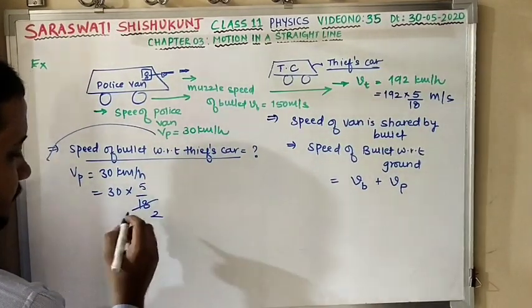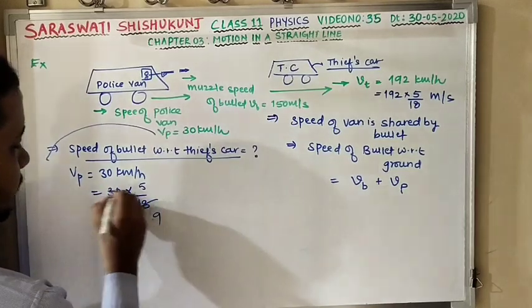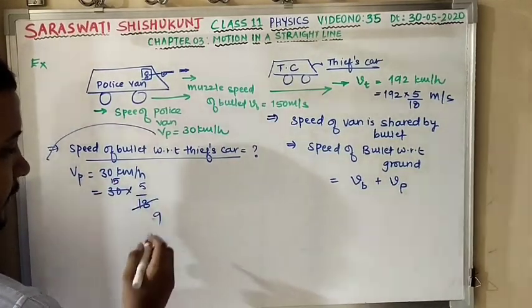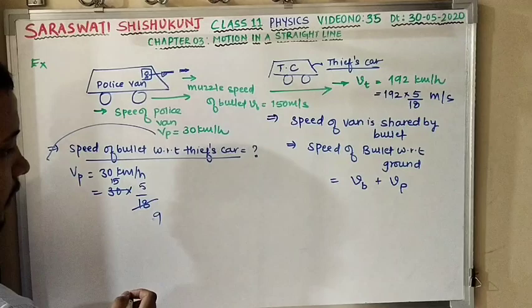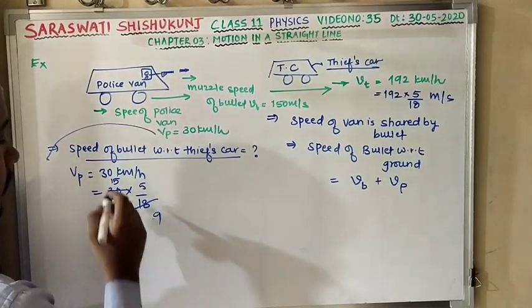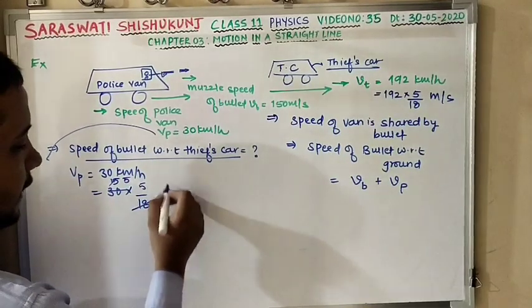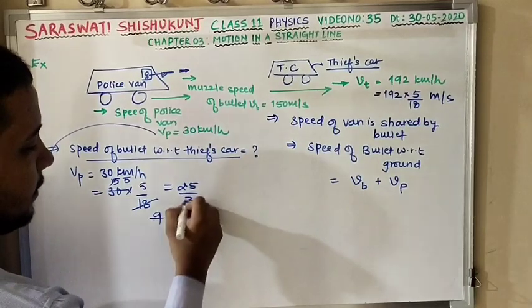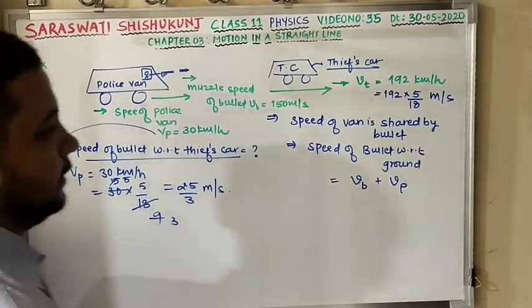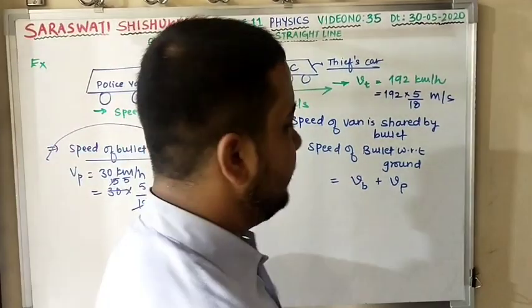9 2s are 18, 15 2s are 30. Yes or no? 100% clear? 5 3s are 15, 3 3s are 9. So answer is how much? 25 by 3 meter per second. Hope it is clear. Simply you have to put the values.